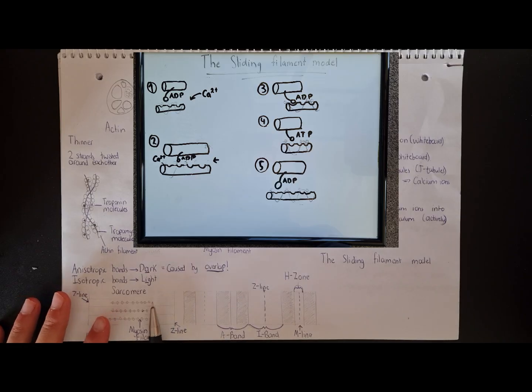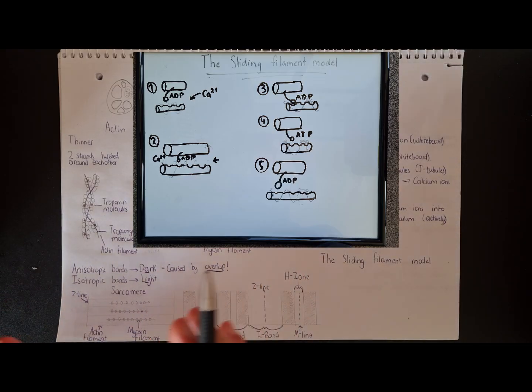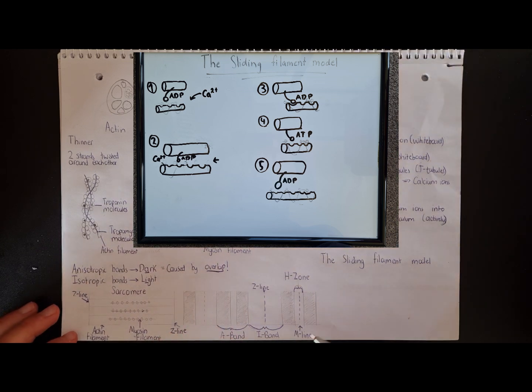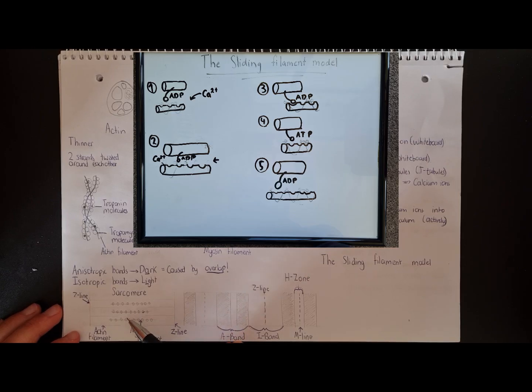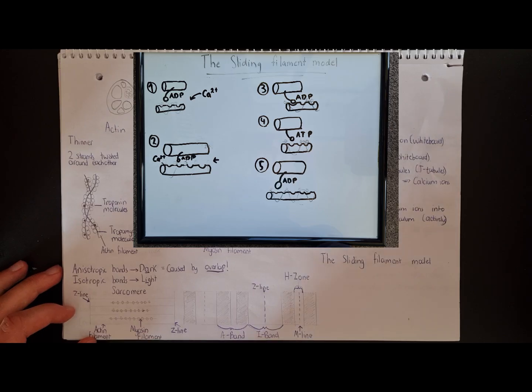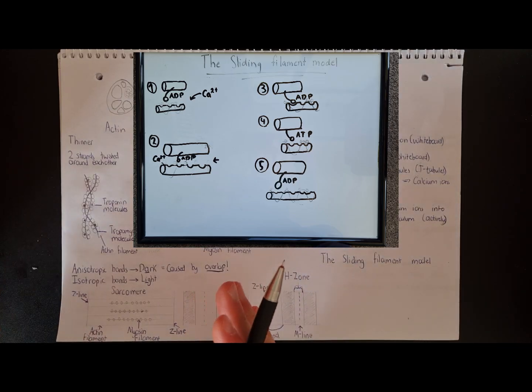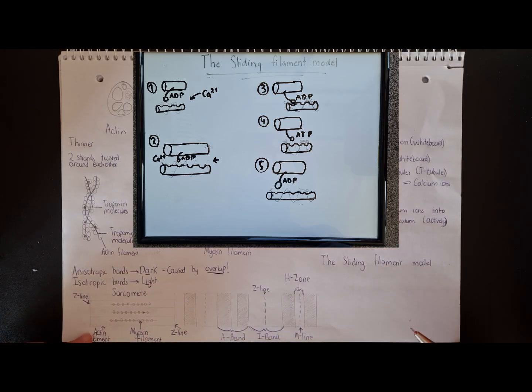So they will narrow. This means that the isotropic bands will become narrower, and this also means that the space where there was just myosin will now also have actin overlapping the myosin filaments, and that was the H zone. So that also means that the H zone will become narrower during muscle contraction.